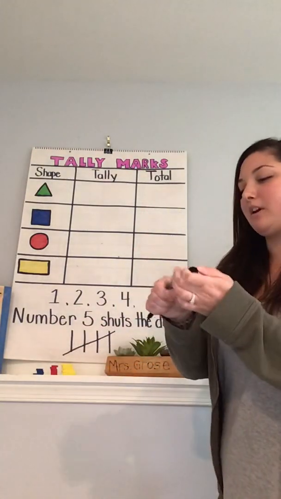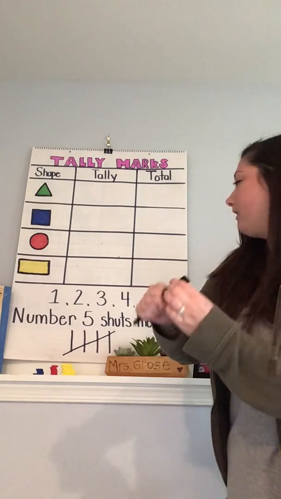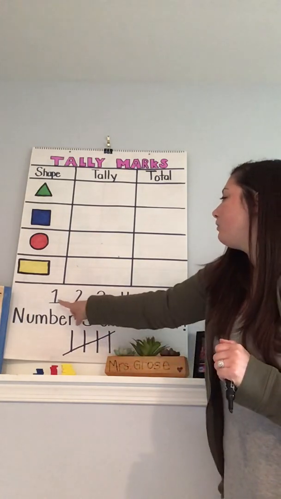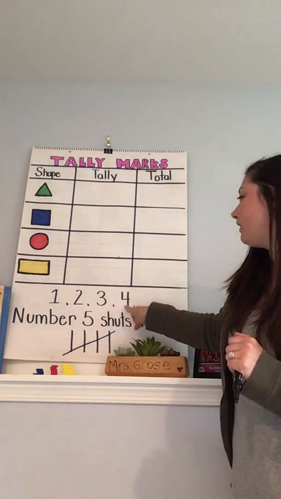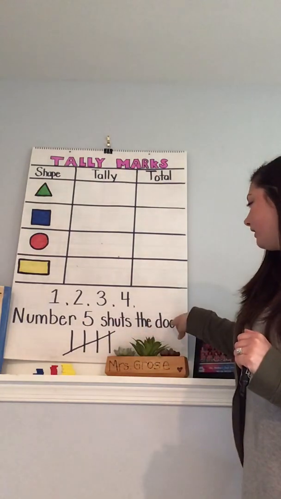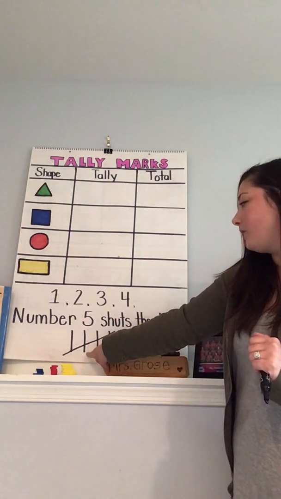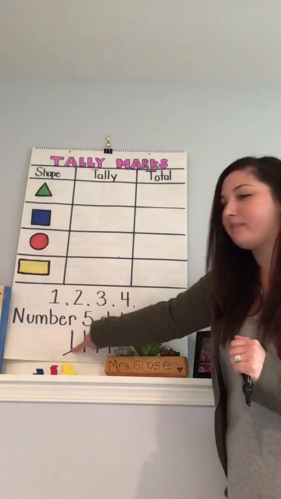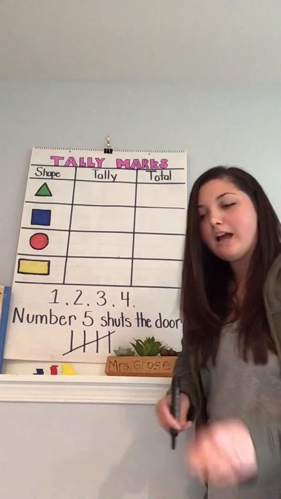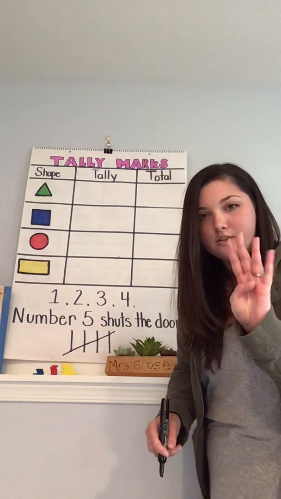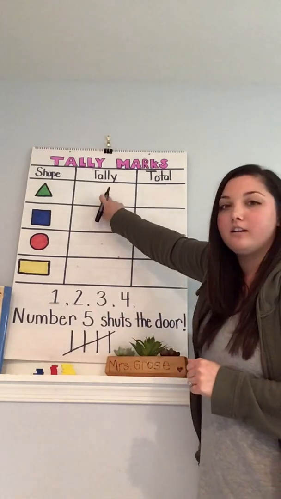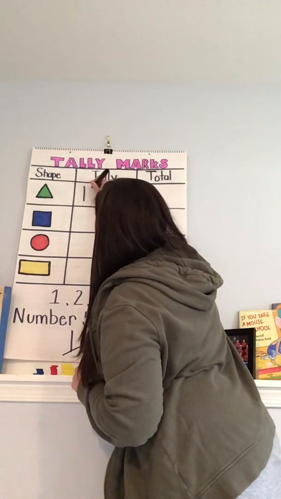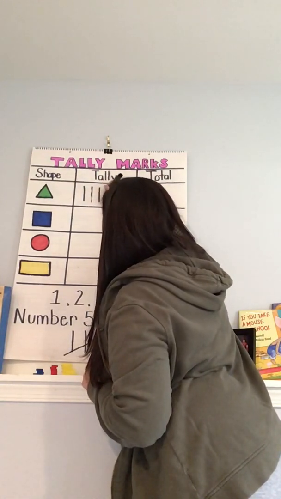So to make my tally marks, I have a little rhyme down here to help me remember what they're supposed to look like. 1, 2, 3, 4. Number 5 shuts the door. I have my tally marks here to show me what that looks like. 1, 2, 3, 4. Number 5 shuts the door. I counted 4 green triangles, so I'm going to put 4 tallies up here in the tally part of my chart. 1, 2, 3, 4.